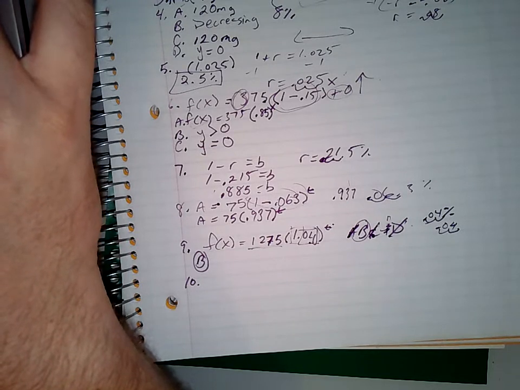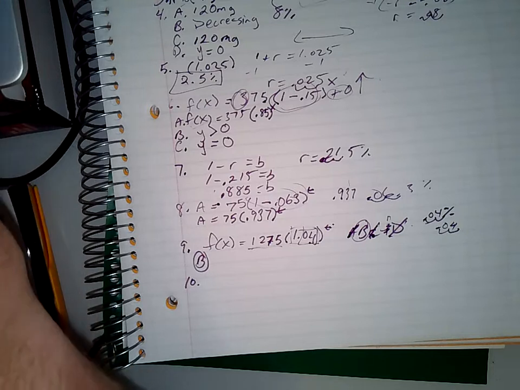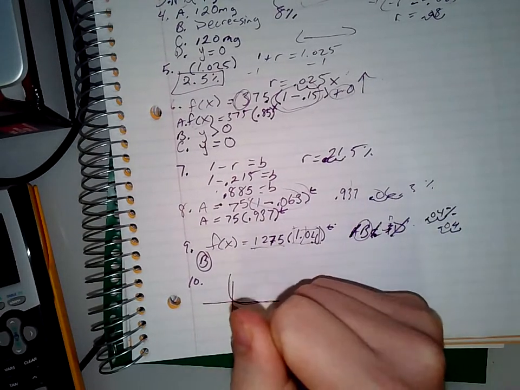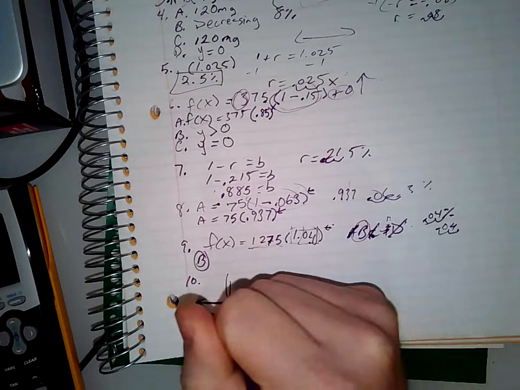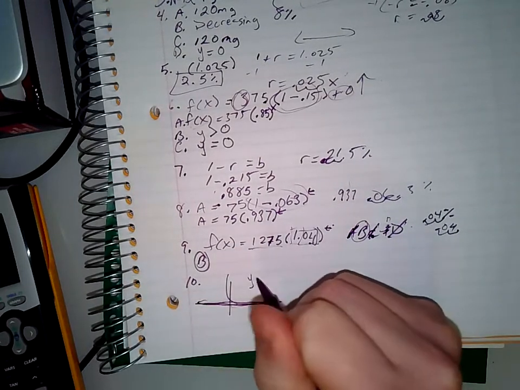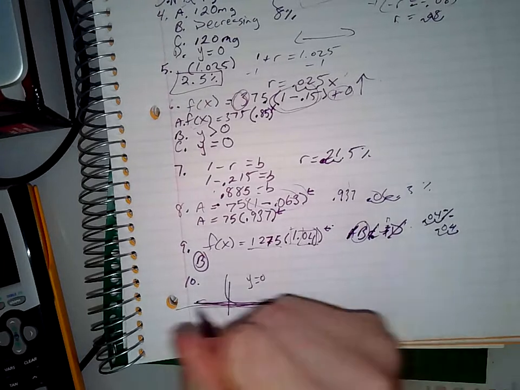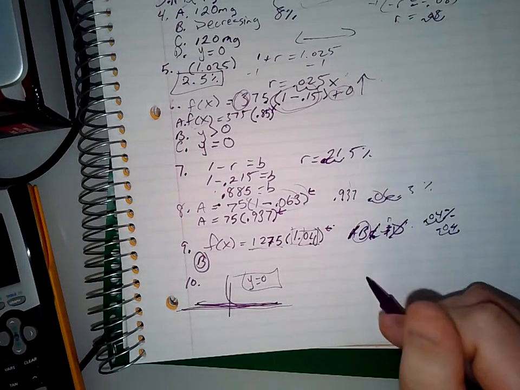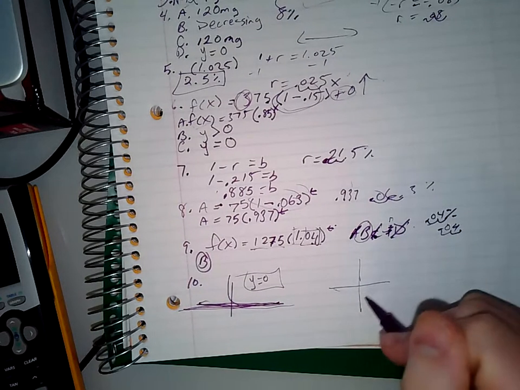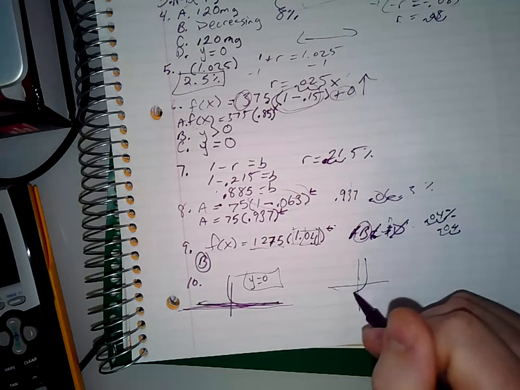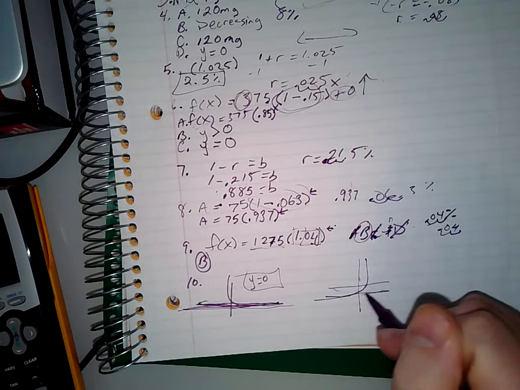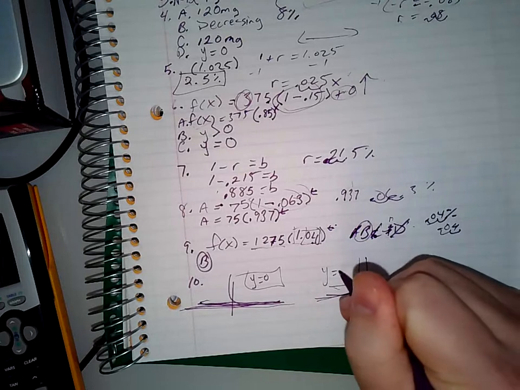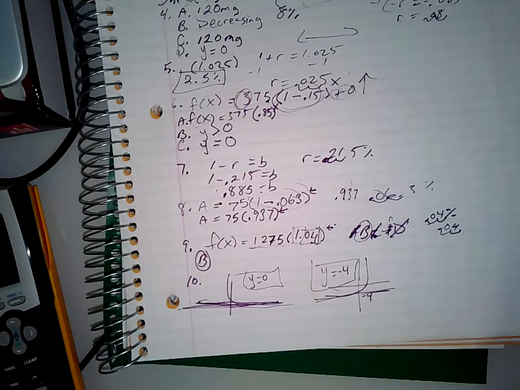Number 10 says, draw the asymptote for each exponential function and then give the equation. The first one has a line that stops at the x-axis, and we know that y is equal to 0 all along that line. So that is the equation for the first one. And the next one, here it goes like that, but it stops when y is negative 4. So we're going to say y equals negative 4 for that one.